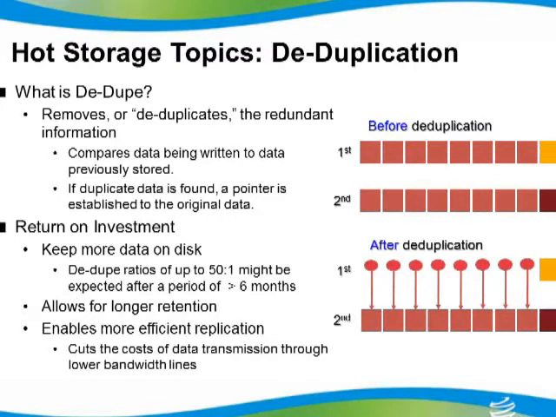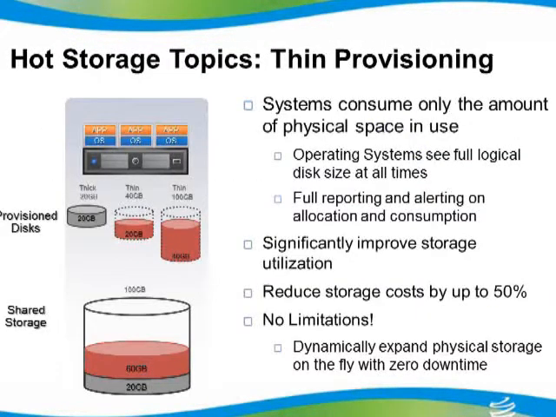Now, in my scenario where I sent out my email to everybody, if I was in a non-deduped environment, I have to send all that data over the wire to the replicated storage. But when I talk about a deduped storage, I'm sending very little over the wire to the secondary storage.